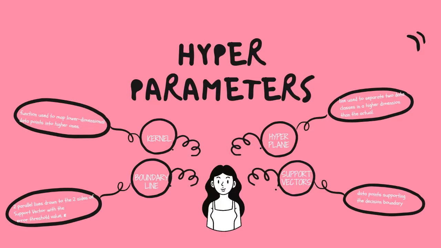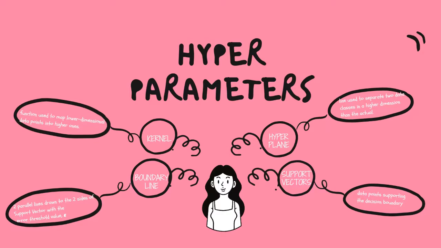Kernel is a function that is used to map lower dimensional data points into higher dimensional data points. As SVR performs linear regression in a higher dimension, this function is crucial. There are many types of kernels such as polynomial kernel, Gaussian kernel, sigmoid kernel, etc. These are generally used for finding a hyperplane in the higher dimensional space.